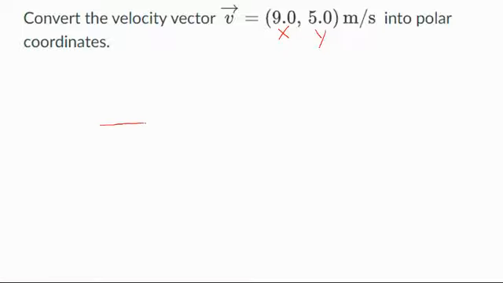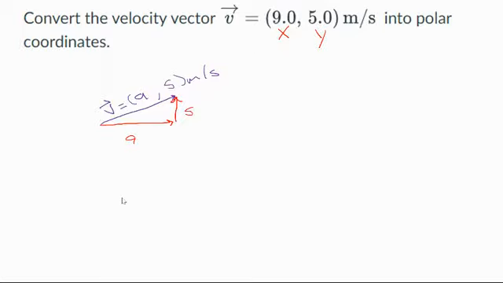Basically, what I'm going to do is I go 9 units in this direction, and then I go 5 units in the positive y direction. And so my overall vector would be this right here. So this is my velocity vector that is 9, comma 5 meters per second. Now what they really want to know is we need to put it into polar coordinates.